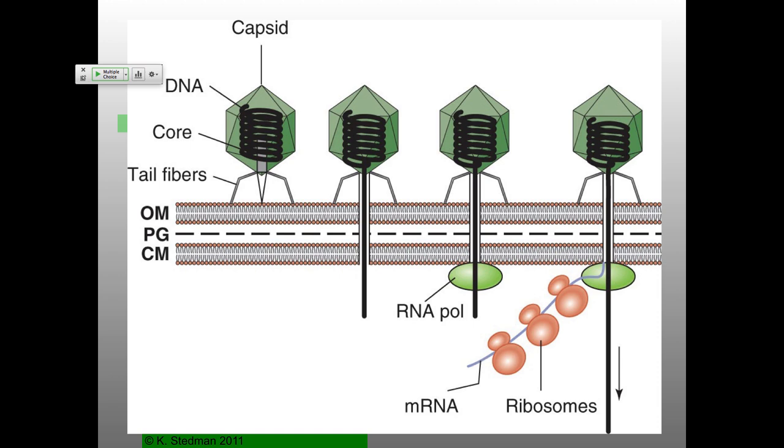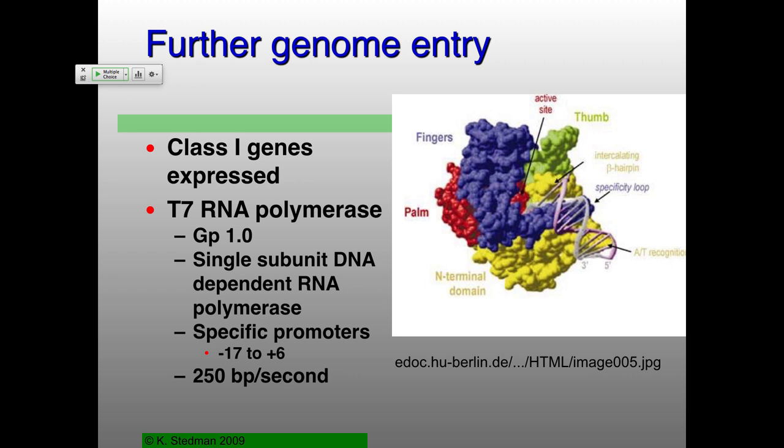Probably the most important of those early or class 1 genes is the one that encodes this protein right here, GP1. Now, there are also those other GPs that are less than that.